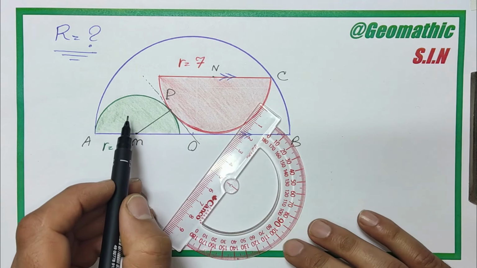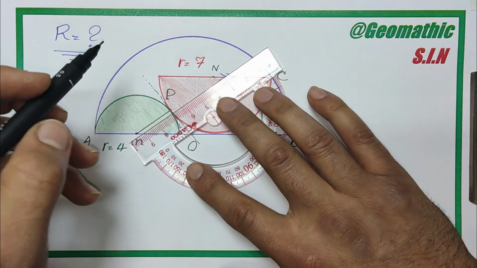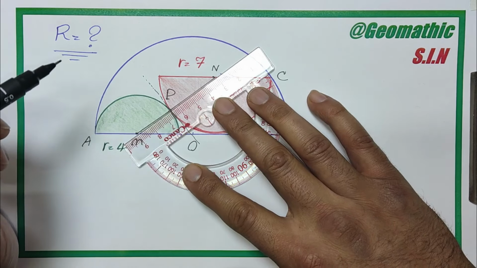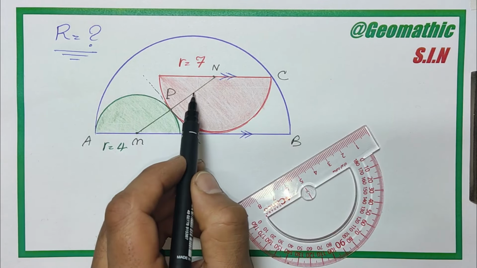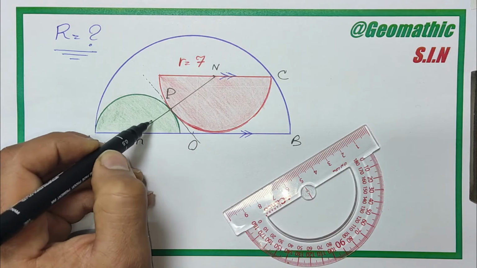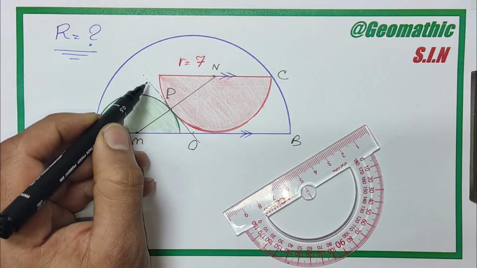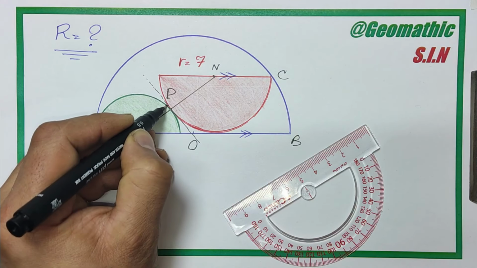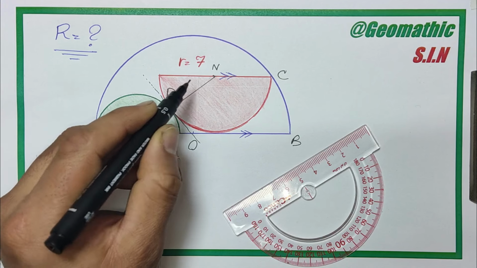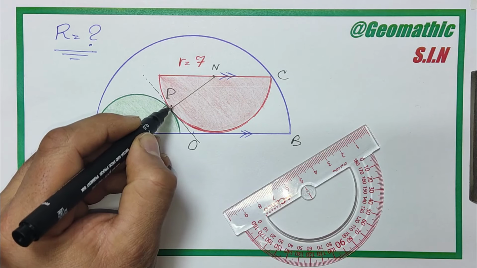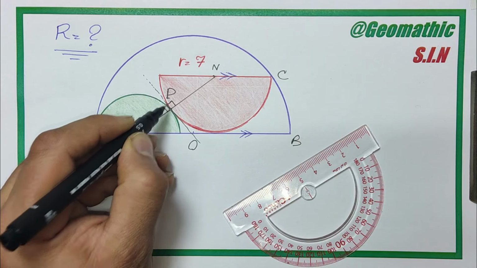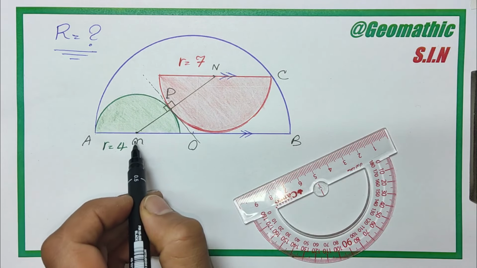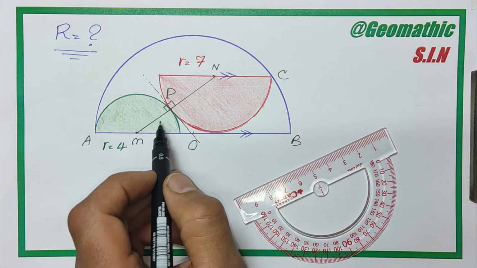This is the radius of this semicircle. And this one is the radius of this semicircle. As we said, the radius is perpendicular to the tangent line at the contact point. So this radius is perpendicular to this line at this point, and of course this radius is also perpendicular to this line at the same point, which means this line is a straight line. So MN is a straight line.